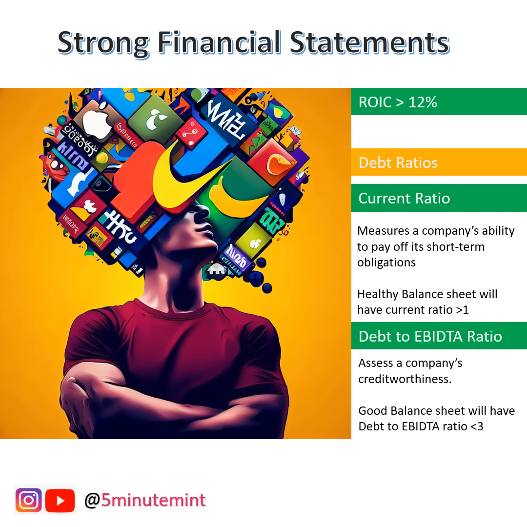It is calculated by dividing the company's total debt by its earnings before interest, taxes, depreciation, and amortization. A high debt to EBITDA ratio indicates that a company has a large amount of debt relative to its earnings, which could make it more difficult to pay off its debt obligations. Banks often use this ratio to assess a company's creditworthiness when considering a loan application.